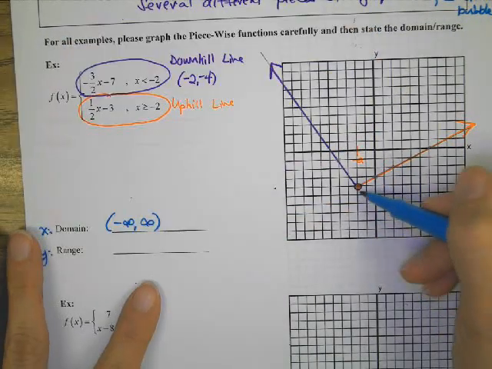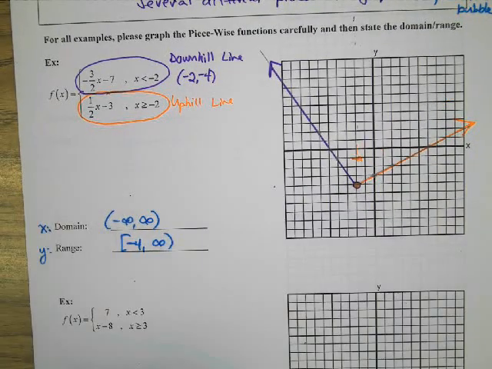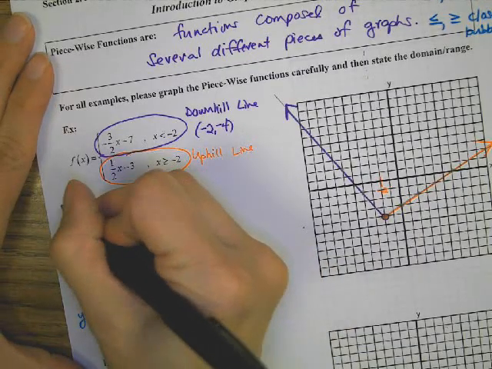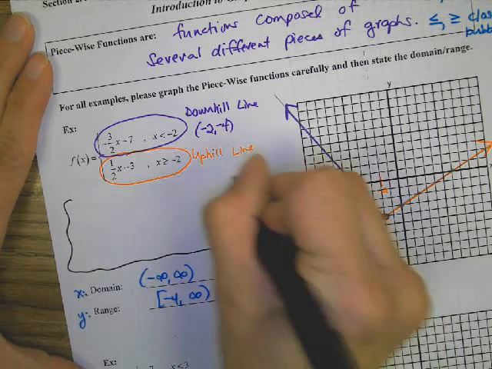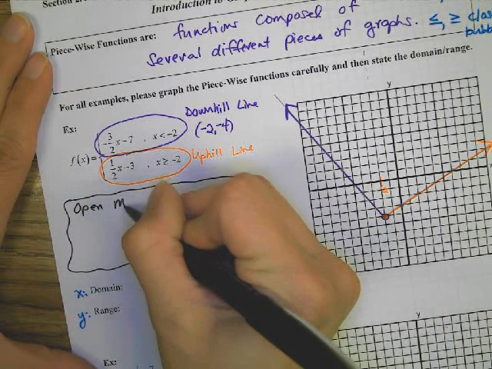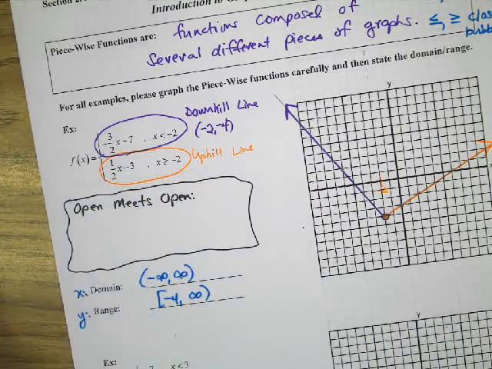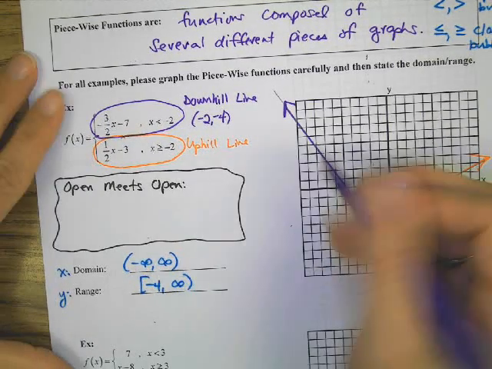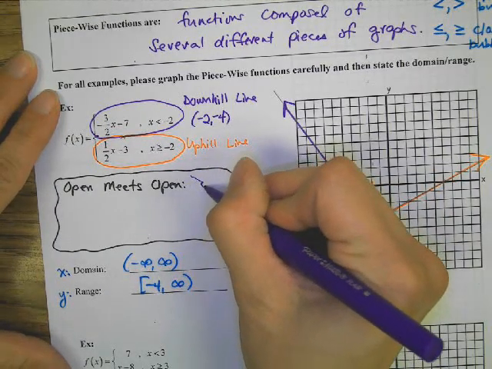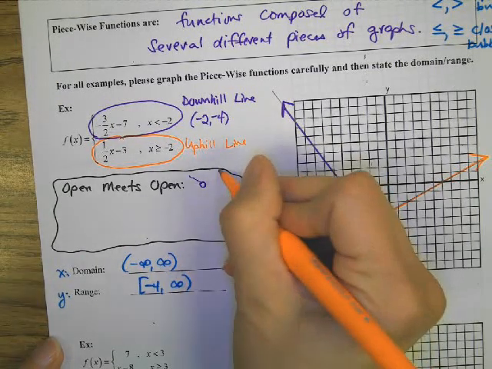Okay, let's just write a couple of notes down here. Here are some questions I get a lot. To make a little notes bubble. What happens if an open meets an open? So I have one piece of graph that's an open bubble, and it meets another piece of graph that's an open bubble. Open meets open, and it equals open.